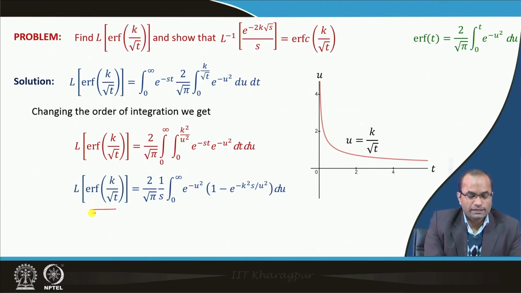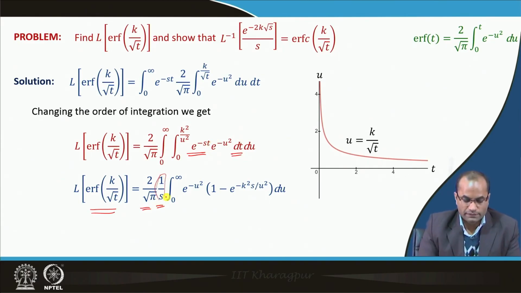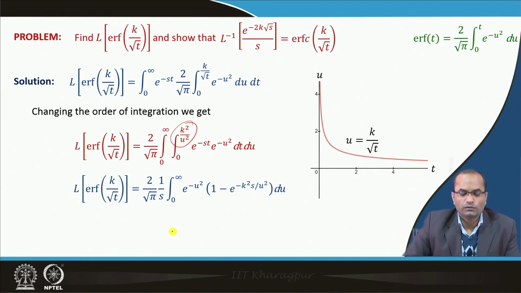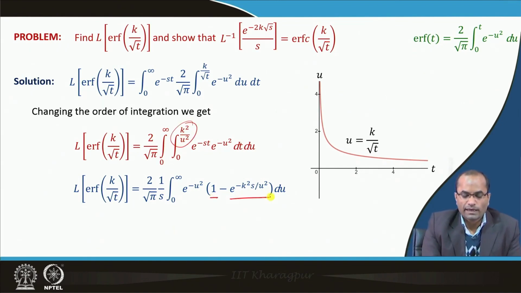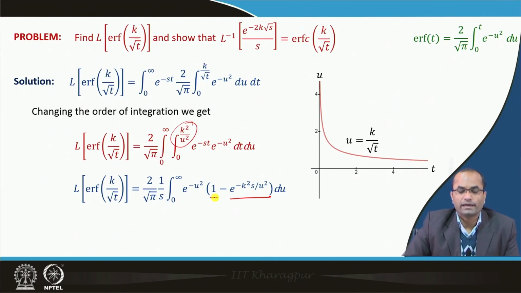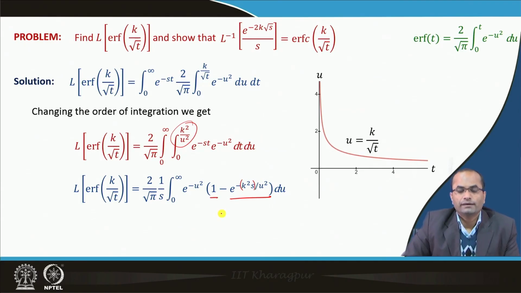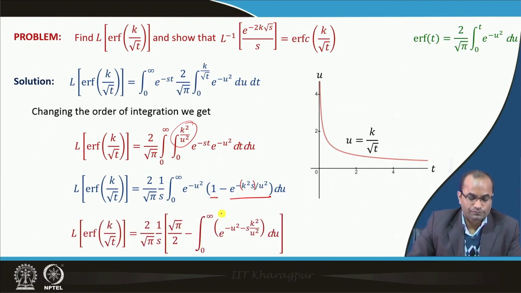So, in this error function k over square root t, we have 2 over square root pi, we have 1 over s there, because we can integrate now this one, it is just depending on t. So, we have e power minus s t over minus s, which is already there 1 over s, and then we can put the upper limit and then the lower limit. So, we will get 1 minus this e power minus k square s divided by u square du.